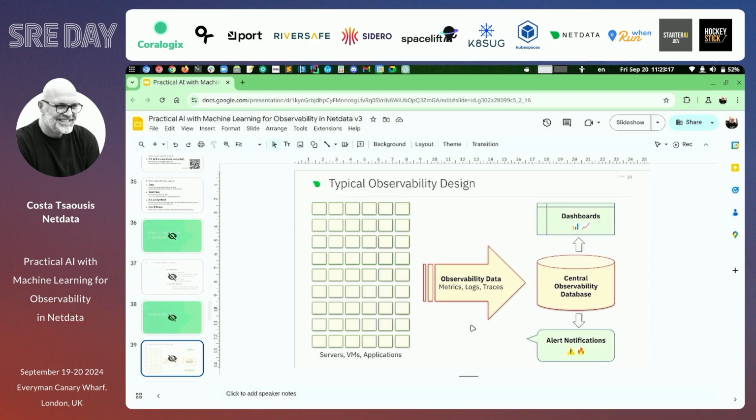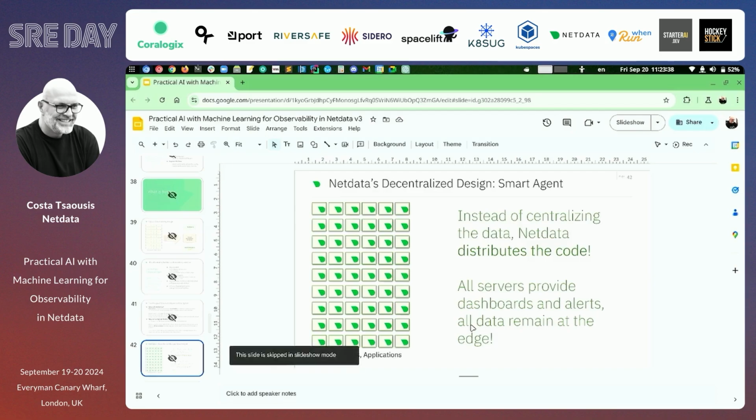The problem with this is that when you centralize everything, you have to cherry pick information. You have to be very careful what you centralize, what this means, and then you have to put a lot of logic here on how to visualize it, how to create an alert for it, etc. So what we do in Netdata is this. We distribute the code. You put Netdata everywhere, and you're done.